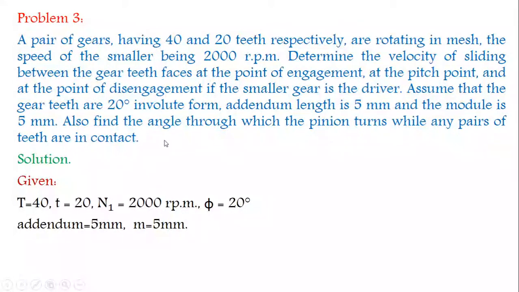Similar to the last problem, first you have to find the angle through which the pinion turns while any pair of teeth is in contact. What is the formula of the angle through which the pinion turns? It is the length of arc of contact divided by the circumference of the pinion, into 360. This is the formula for the angle turned. For this we have to find the length of arc of contact. What is the length of arc of contact formula? The length of arc of contact is equal to the length of path of contact divided by cos phi.